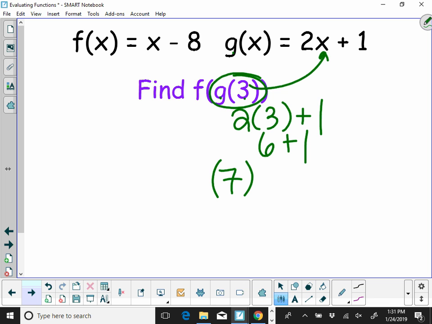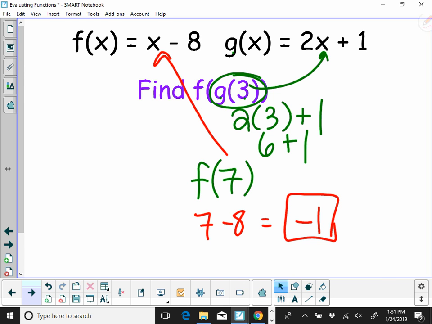Am I done? No, what's in front of it still? An f. So now they want me to find the value of f of 7. So where am I going to put 7? In the x for the f function. So 7 minus 8. What is 7 minus 8? So my final answer is negative 3.